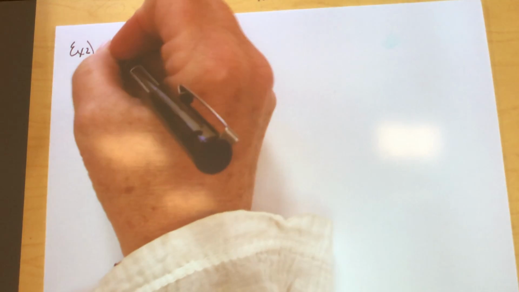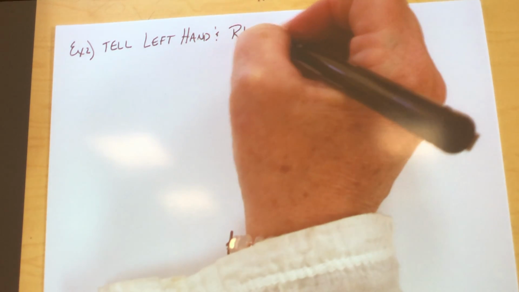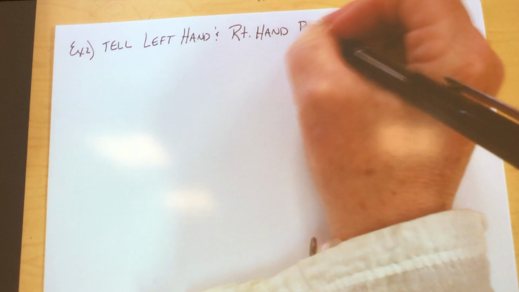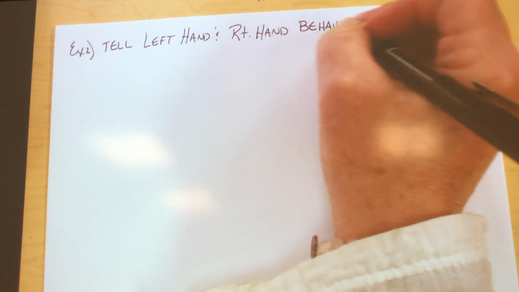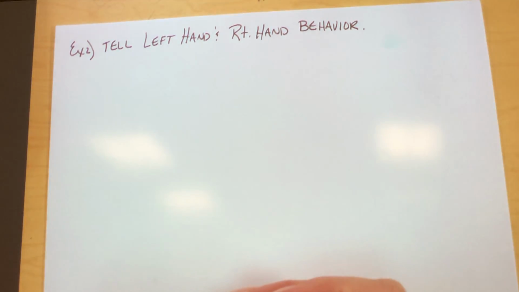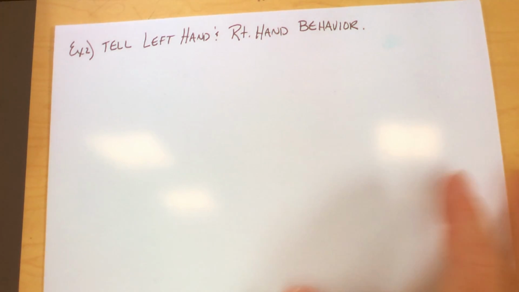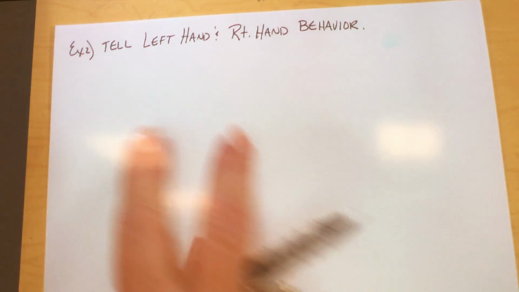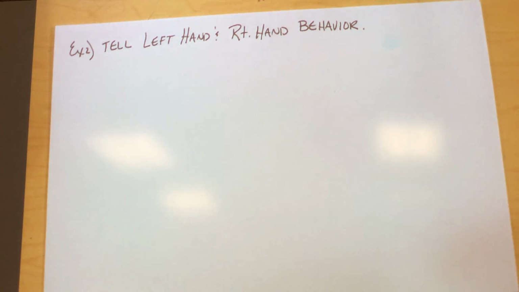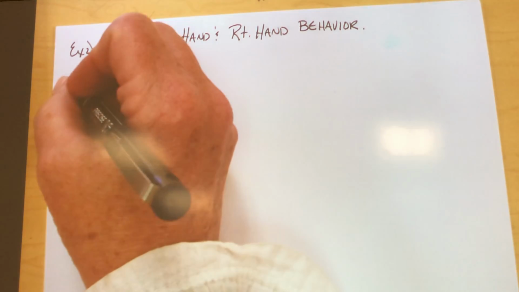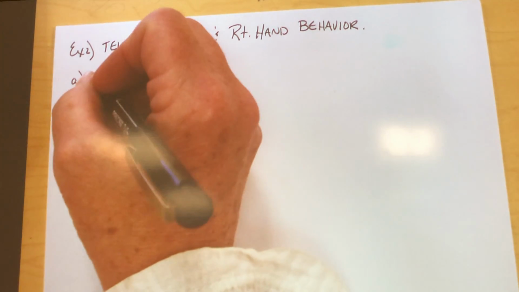Example 2. Tell the left hand and the right hand behavior. All right, tell the left hand and the right hand behavior. And then I'm gonna ask you some other things, okay? We're gonna do it both ways so that we practice both ways, because on the test you will see it both ways. And here's your polynomial.